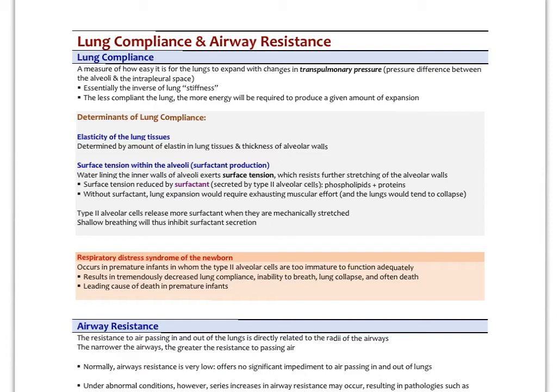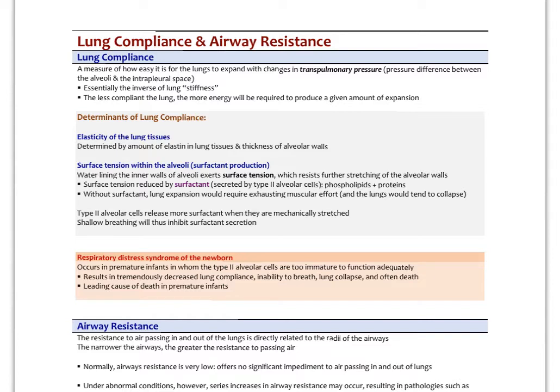Now, how easily air gets in and out of the lungs depends on two factors. One is what's called lung compliance. How compliant, how stretchy are the lungs? That's how easy it is for the lungs to expand based on the change in the transpulmonary pressures we just talked about. The more compliant the lung is, the less stiff it is, and the more stiff the lung is, the less compliant. So the less compliant, the more energy is going to be needed to get the lungs to expand.